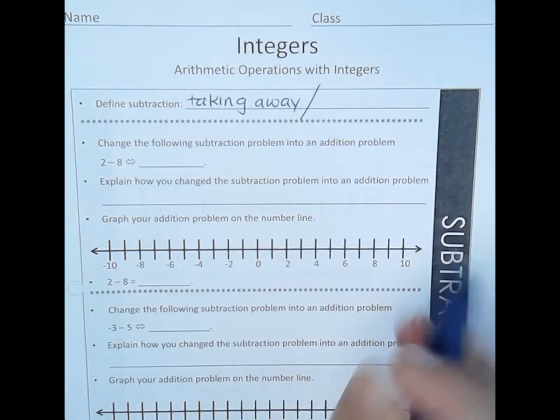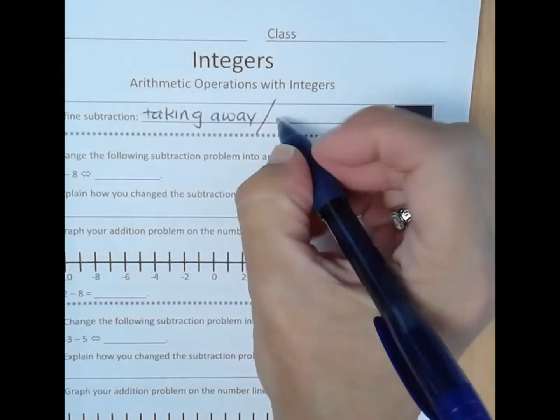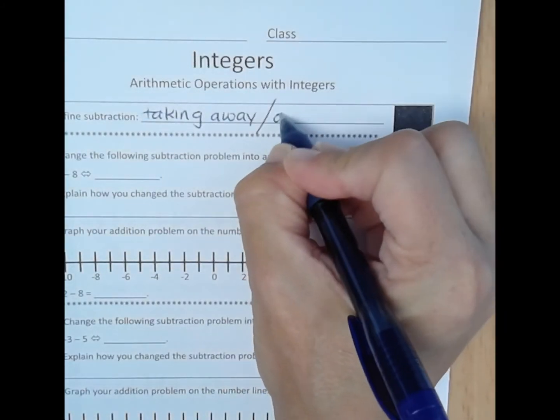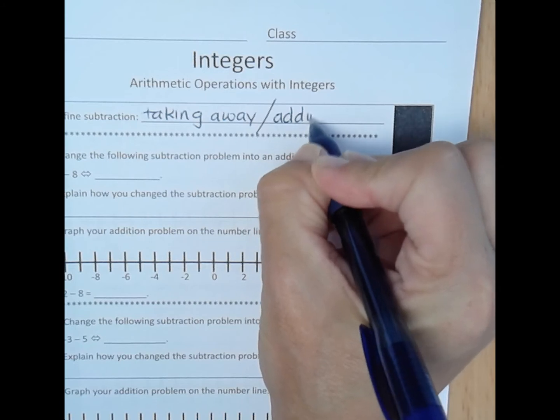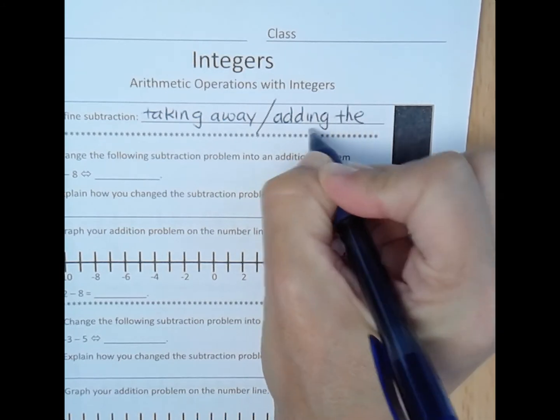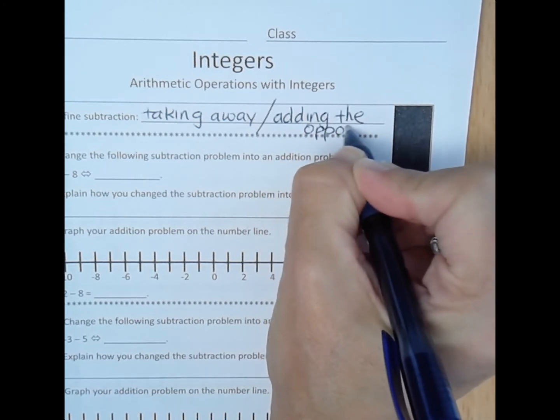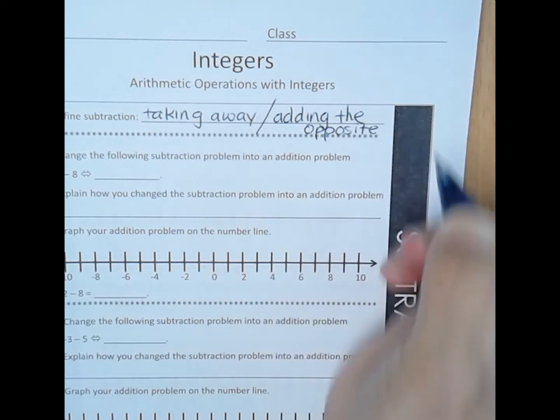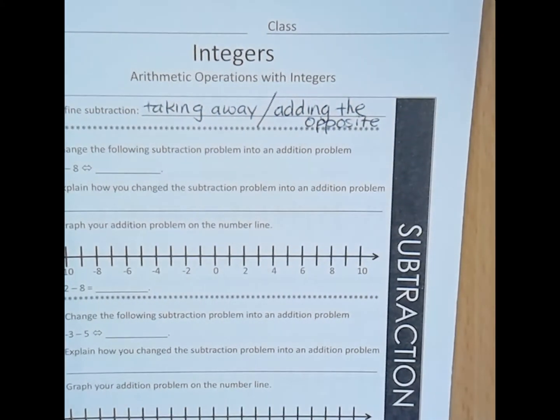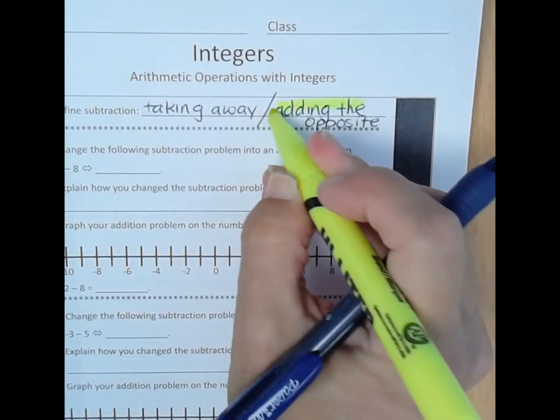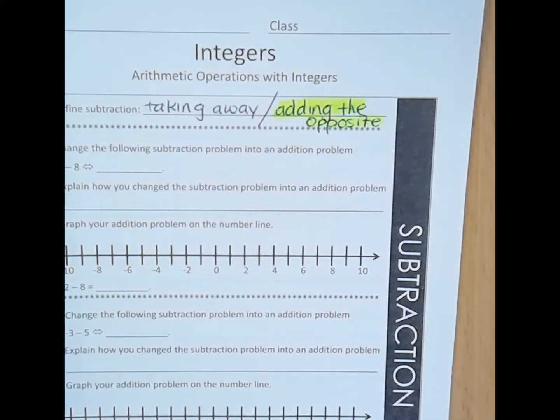Okay, but we're going to add something here to help us. We're also going to think of subtraction as adding the opposite. And as we start to graph it, I think you'll understand where that comes in. I'm going to highlight this because that's really the definition that we're going to use today with subtraction.